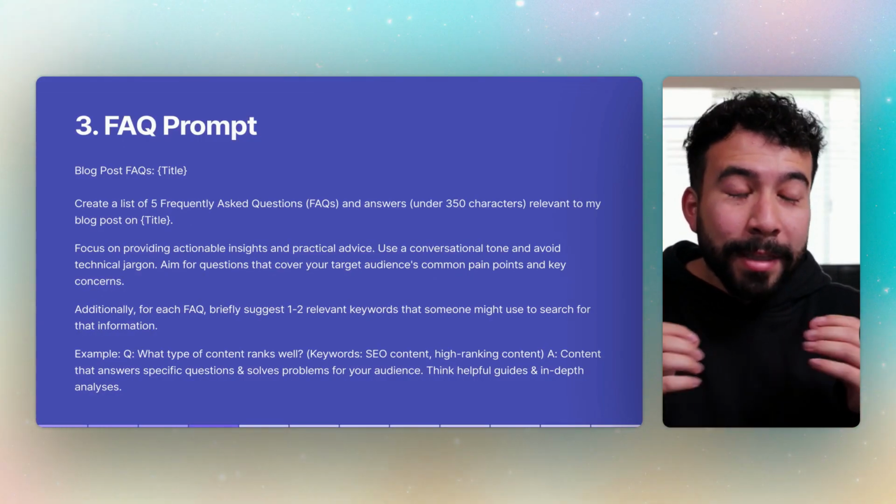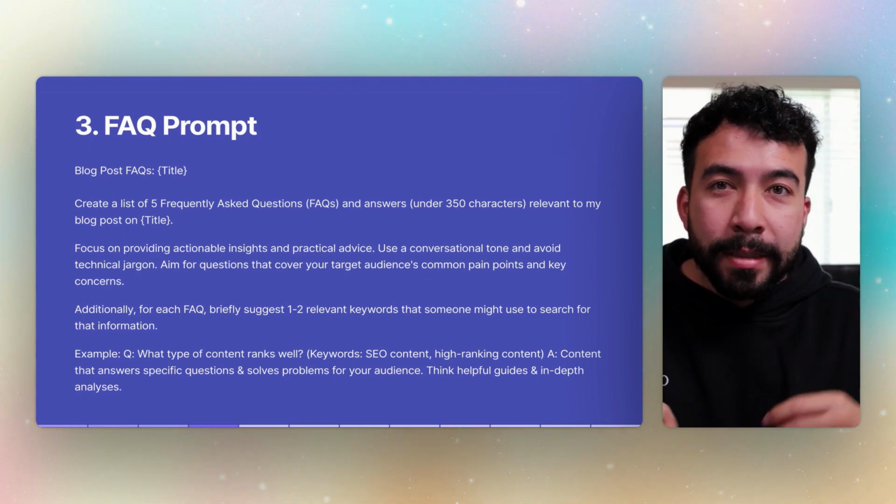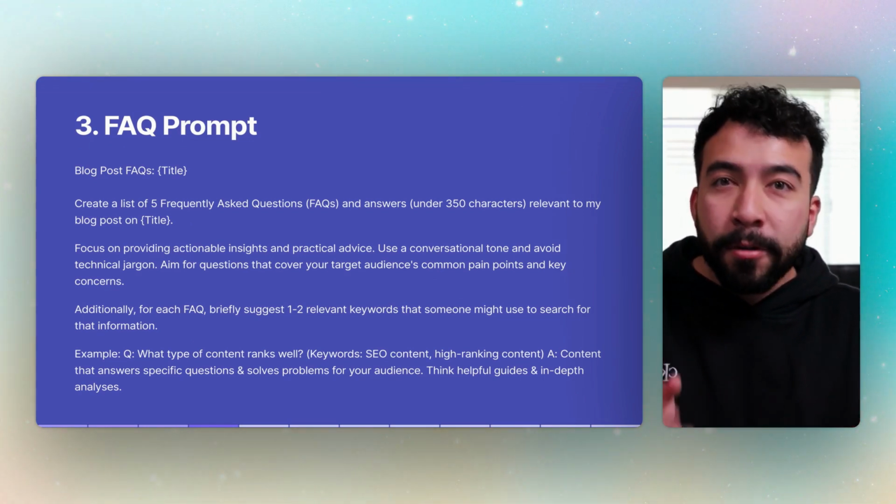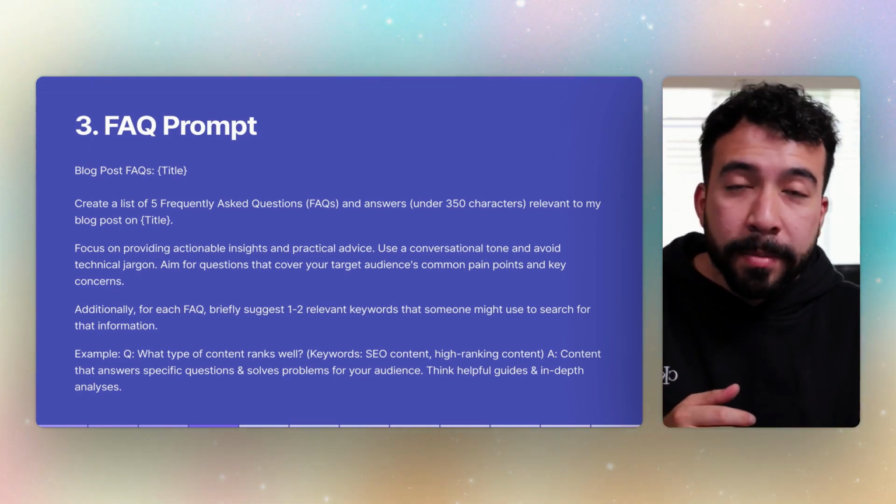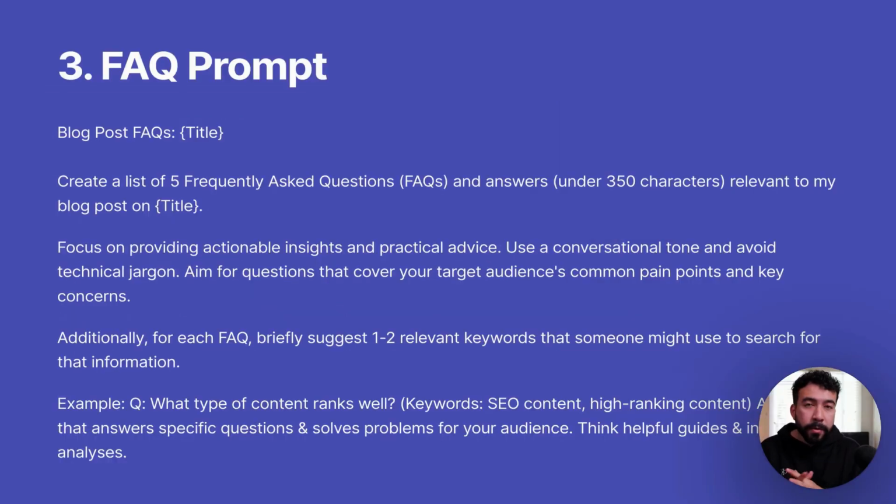Now, this is one that is very powerful because it also allows me to rank on AI overviews and featured snippets. I'm going to show you some proof as well. So this one is going to be pretty detailed, but it's going to create a list of 5 frequently asked questions under 350 characters relevant to your specific title. And then from there, it's going to provide us very simple and straightforward answers. You can either edit that further, but honestly, it works really well.